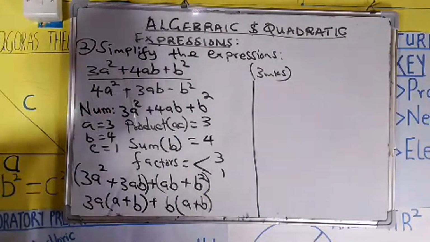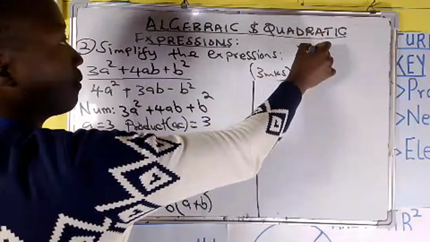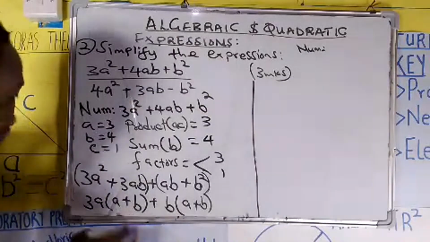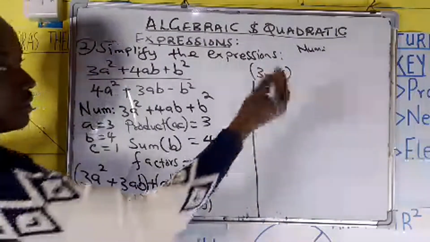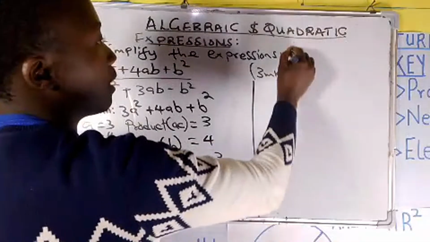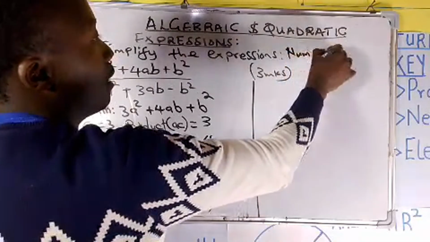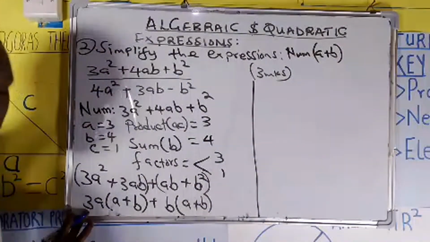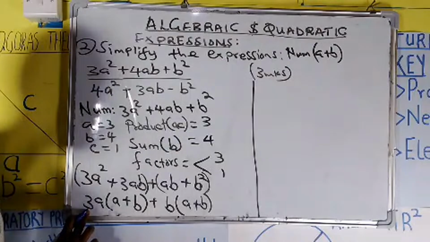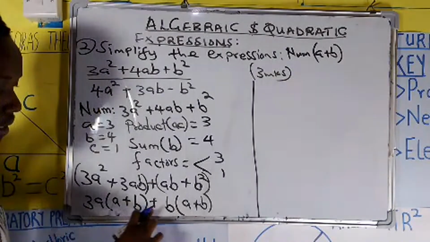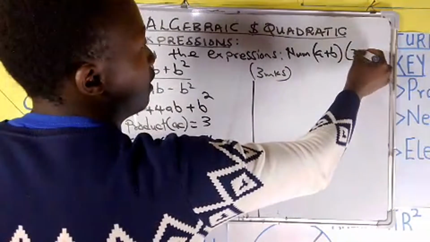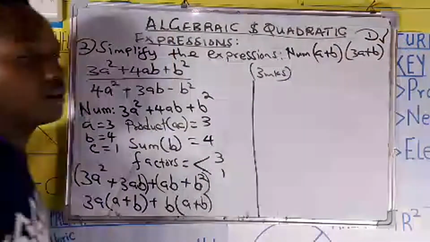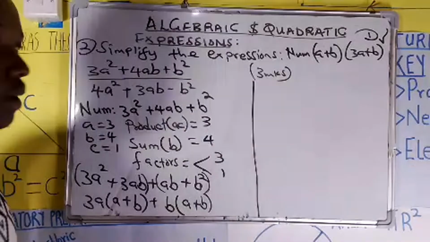So our numerator will be 3a plus b, a plus b. We just take one of the identical brackets. So our numerator will be a plus b in brackets, then we take the one that is outside the bracket, which is 3a plus b. Just by doing that, you get 1 mark.